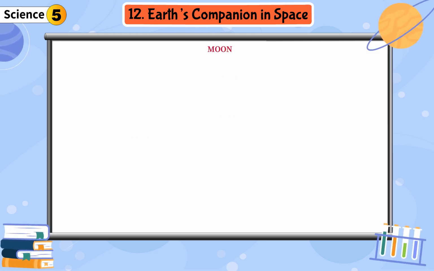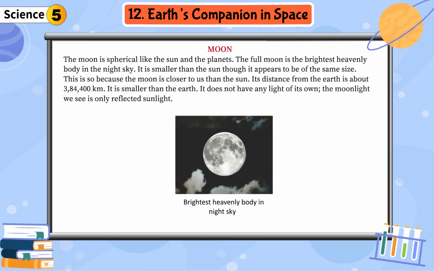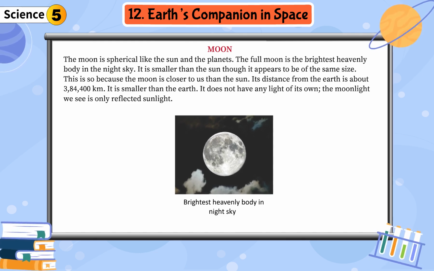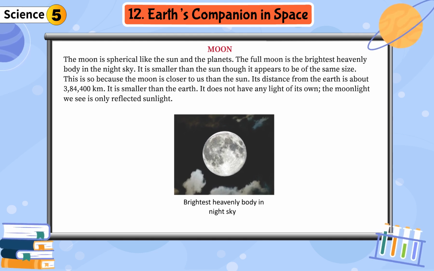Moon. The Moon is spherical like the Sun and the planets. The full moon is the brightest heavenly body in the night sky. It is smaller than the Sun, though it appears to be of the same size. This is so because the Moon is closer to us than the Sun. Its distance from the Earth is about 3,84,400 kilometers. It is smaller than the Earth.